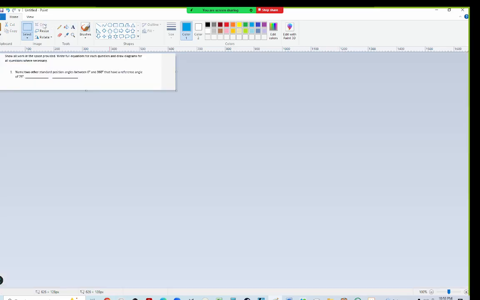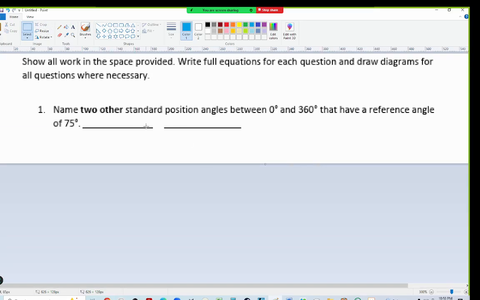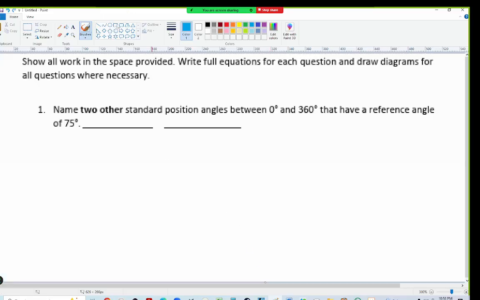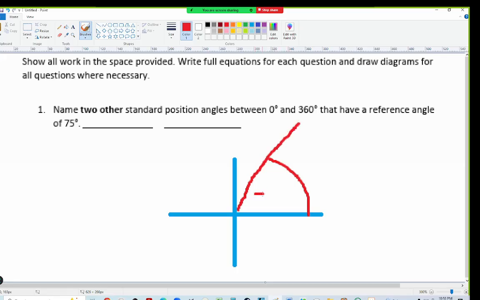So they want an angle. They want two other standard position angles that also have this reference angle. What's a reference angle? It's a thing I call the acute angle. So we're going to draw our reference angle here. We're going to start with the Cartesian graph. Now we're going to keep the same color. We're going to go up 75 degrees, almost 90, right? So we're going to draw a straight line there, sort of 75.